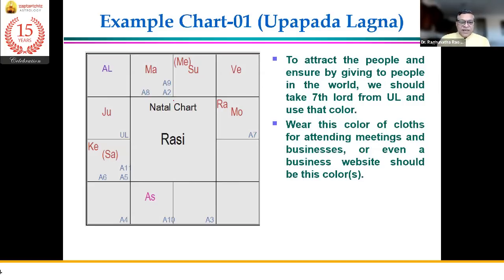So in Upapada Lagna, who is here? This is Aquarius, Kumbha Rashi. So who is the 7th lord here? The 7th lord is Sun. So if you use the Sun's color, then you will be attracting the people in the society to you, right? And how do we use this application? Wear this color clothes for attending meetings. If you have to go to a meeting, be it a business meeting, private meeting, meeting with friends, even your websites.